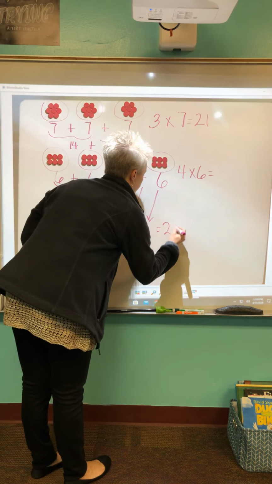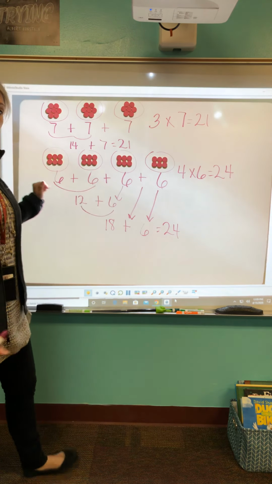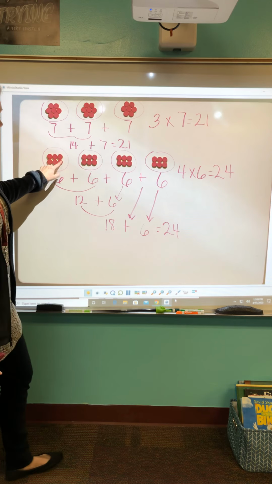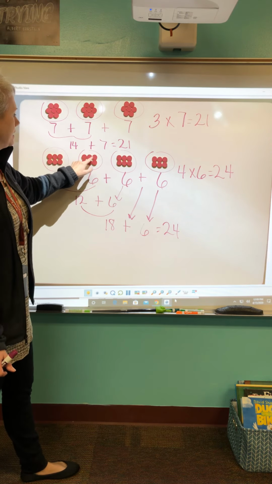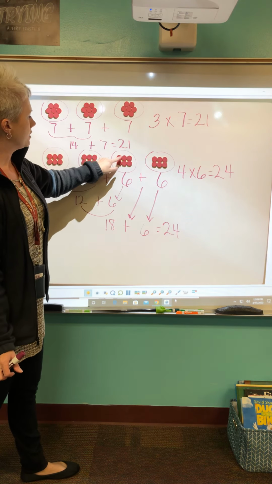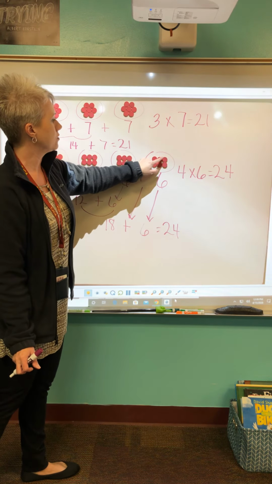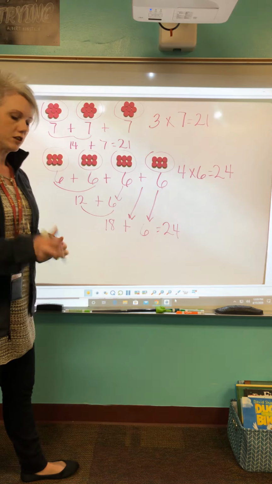4 groups of 6 is 24. 4 times 6 is 24. Now to check that, we can just go back and count all of our counters. So let's check our answer. 1, 2, 3, 4, 5, 6, 7, 8, 9, 10, 11, 12, 13, 14, 15, 16, 17, 18, 19, 20, 21, 22, 23, 24. Good job, guys.